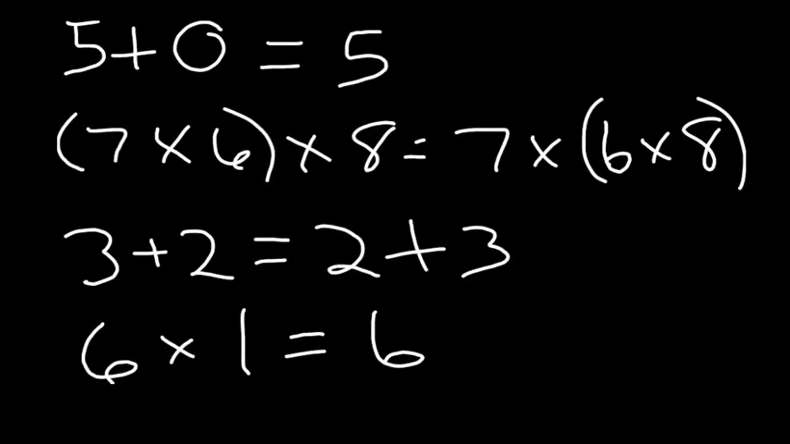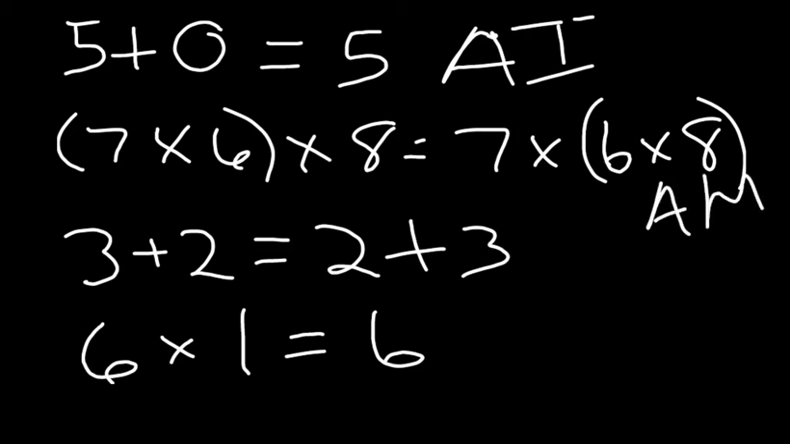Okay, let's do these. 5 plus 0 equals 5. Which property is that? Look, 5 is getting its identity back. So that must mean it's an identity property. Which one? Additive or multiplicative? Oh, they're adding. So, additive identity. We're going to abbreviate it AI. Next one, you ought to recognize by now. That's associative of multiplication. AM.